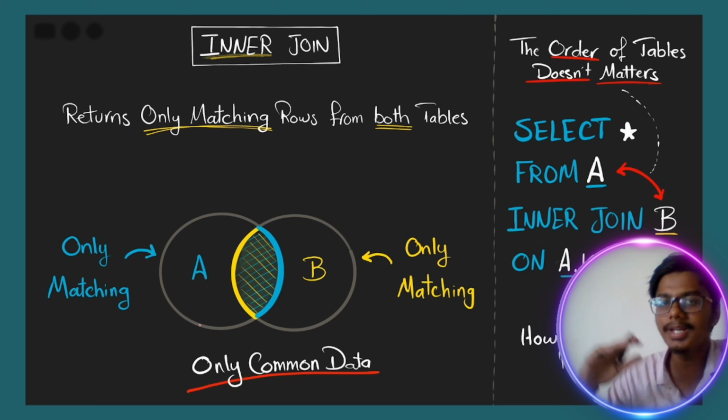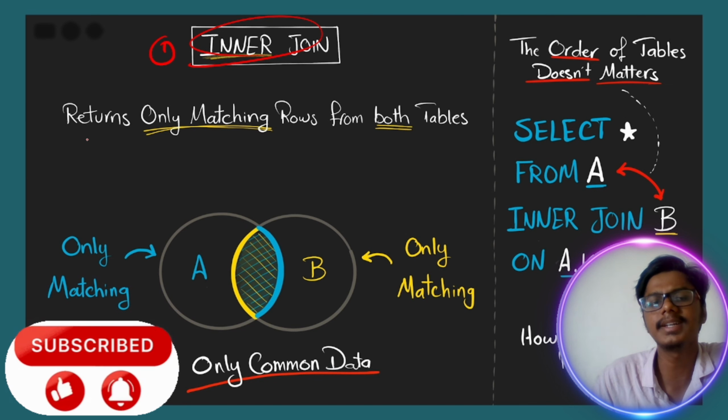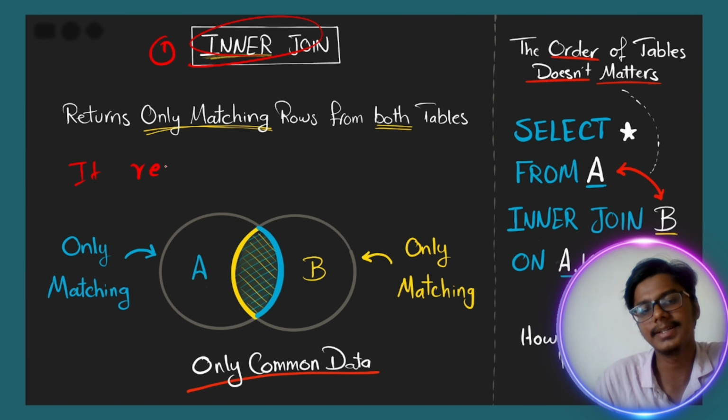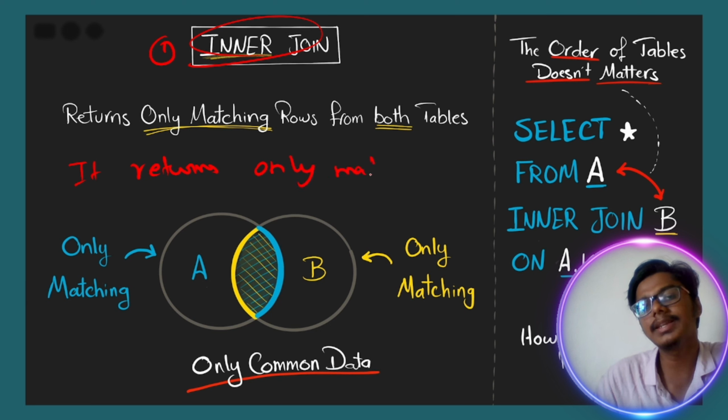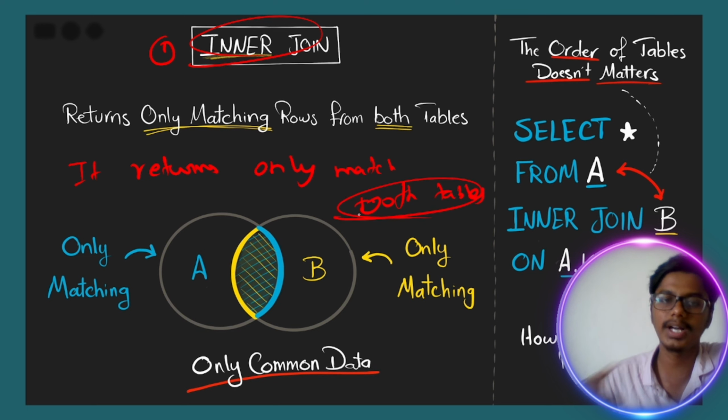Slowly we are getting into the types of joins. These are the first types of joins. Let me consider inner join. It returns only the matching rows. Make a note of it. It returns only the matching rows from both tables. That's how the inner join actually works.